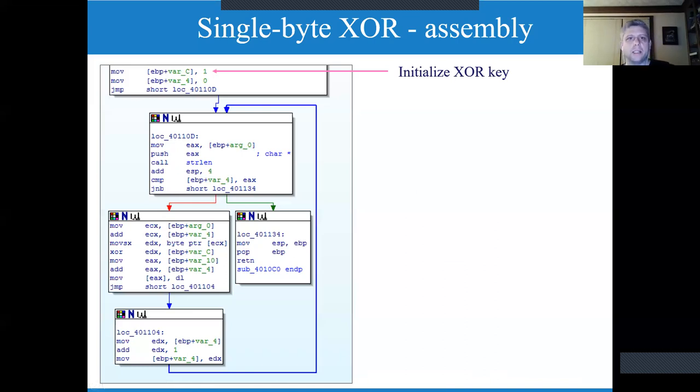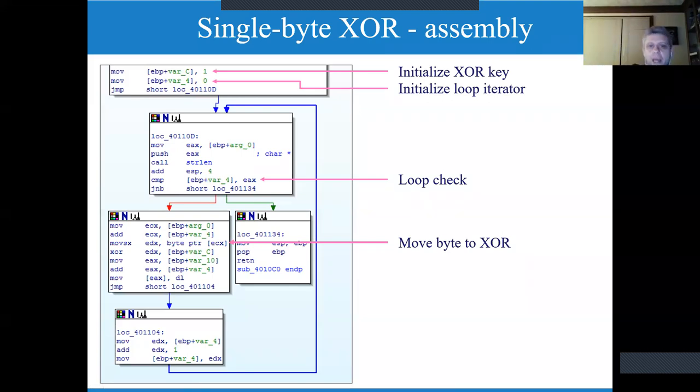Here's where we initialize the XOR key. In this particular case, it's in the variable called var C. We initialize the loop iterator. We have the loop check down here with this compare. This is to see if we're at the end of our loop or not.